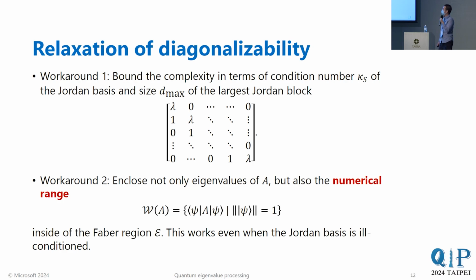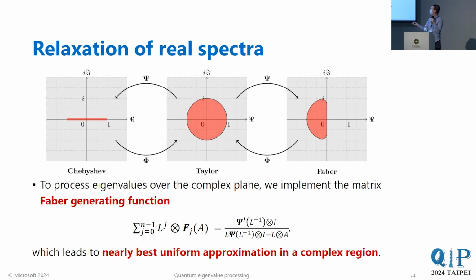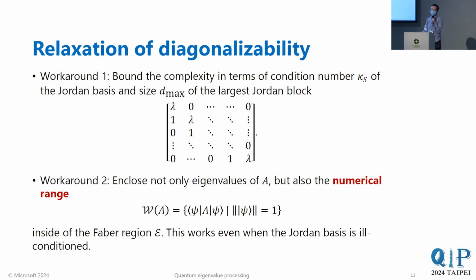But we have a second workaround where we consider this set called the numerical range. It's basically the expectation of the input matrices. But you need to be careful because this input matrix is no longer Hermitian. So this is no longer a real value as in quantum physics. This is generally a complex set. The approach here is that you need to enclose this complex set in your Faber region, like some of these pictures, and you'll be fine to use this eigenvalue processing algorithm.